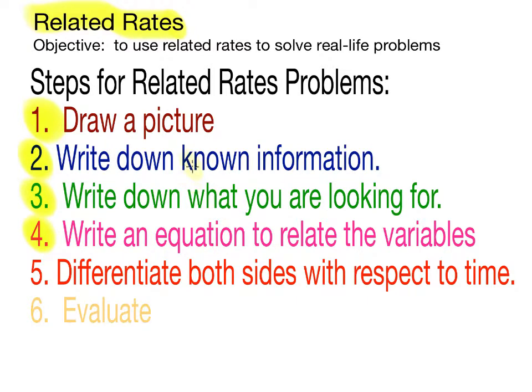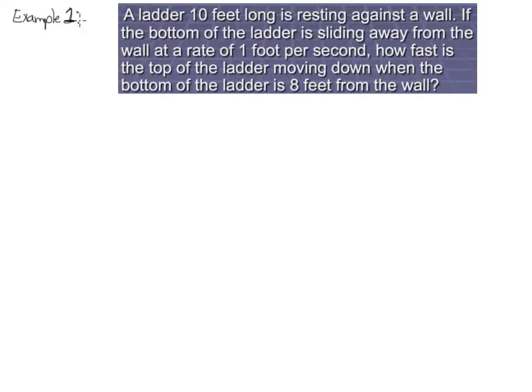Step 4, we're going to write an equation that relates the known variable with the unknown variable. Step 5, we're going to differentiate that equation so we can get the derivatives or the rates of change. And we're always going to differentiate with respect to time. So that means we're going to have to use implicit differentiation because our independent variable is time, not x and not y. Last step, we're just going to evaluate and solve.